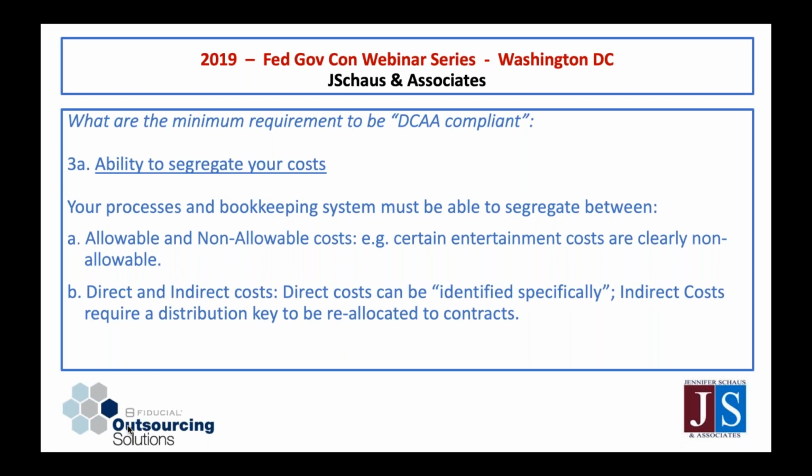You will have also to segregate between allowable costs and non-allowable costs. A usual example is an entertainment cost or even penalties. The government does not pay for penalties and cannot include that into indirect G&A or indirect overhead. So this cost will have to be registered under a different bucket and segregated. And that's very important because you don't want to have that into your books when you present your numbers.